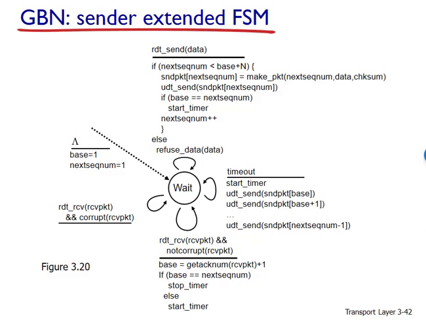The second event is the receipt of an acknowledgement. In our go back N protocol, an acknowledgement for a packet with a sequence number N will be taken to be a cumulative acknowledgement. Get that, cumulative acknowledgement, indicating that all the packets with a sequence number up to and including N have been correctly received at the receiver.